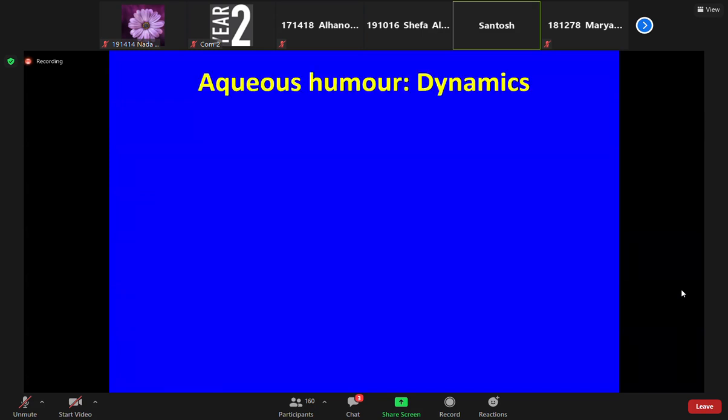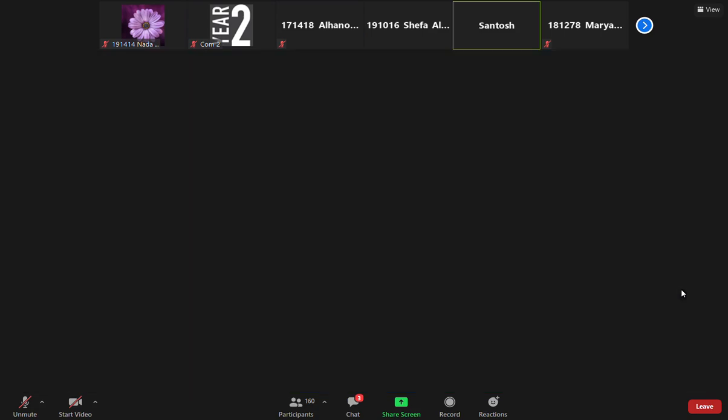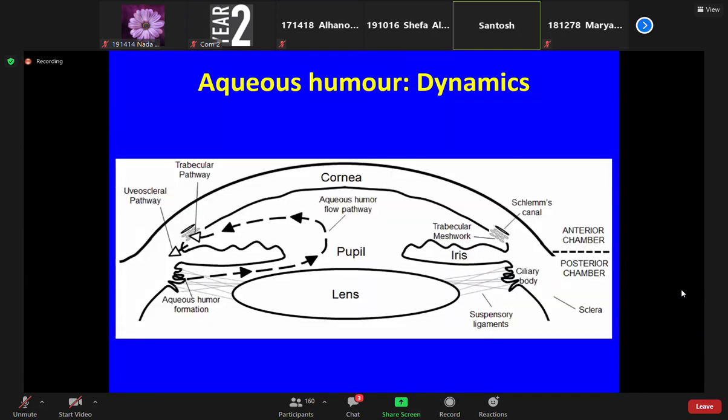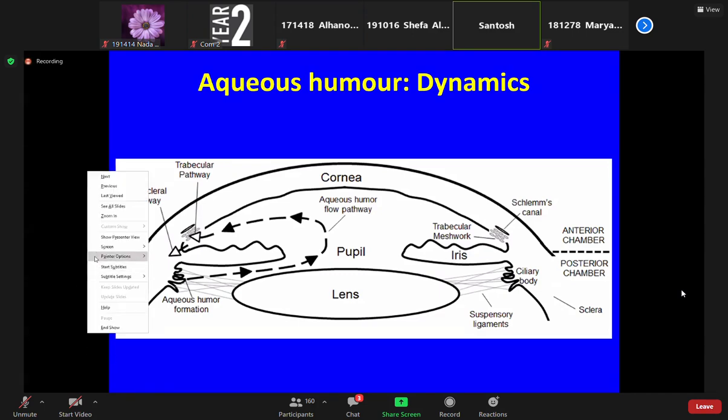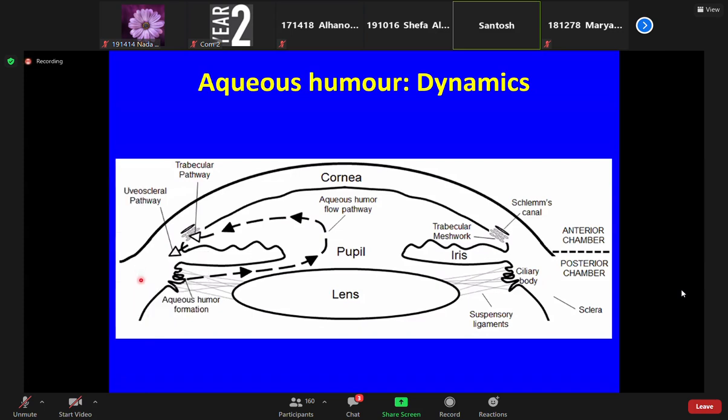Now let's talk about aqueous humor dynamics. I hope you're familiar with the anatomy part. So let me change the cursor. So the aqueous humor is produced. Where is aqueous humor produced? Ciliary body. Yes, it's produced in the ciliary body. Good. By the epithelium of the ciliary body.